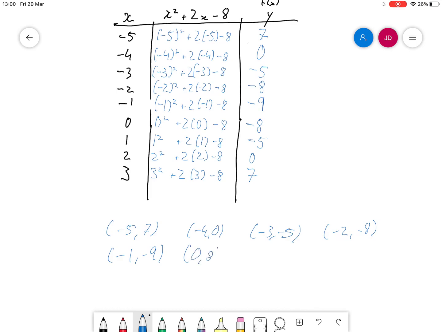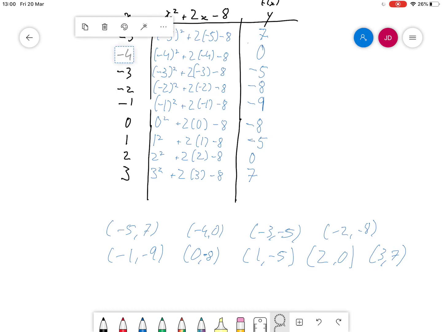We've got the point 0, minus 8, sorry. We've got the point 1, minus 5. We've got the point 2, 0. And last but not least, we've got the point 3, 7. If you're not sure where I got them from, what I did is I matched the minus 5 as our x value here, and then 7 is our y value here. So I just matched up my two points each time.